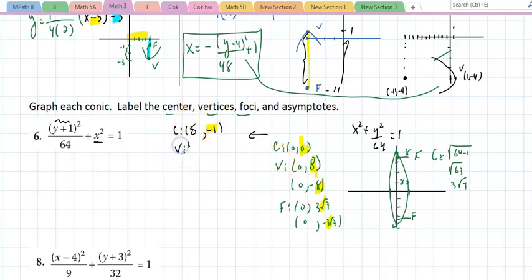The vertices will be, all of these points are going to remain the same because that didn't change, so all of these are 0. And the foci are at 0 and a 0. The y, however, if this is 8, if I add a negative 1, that's a 7, negative 8, that's a negative 9, negative 1 plus 3 radical 7, and negative 1 minus 3 radical 7.